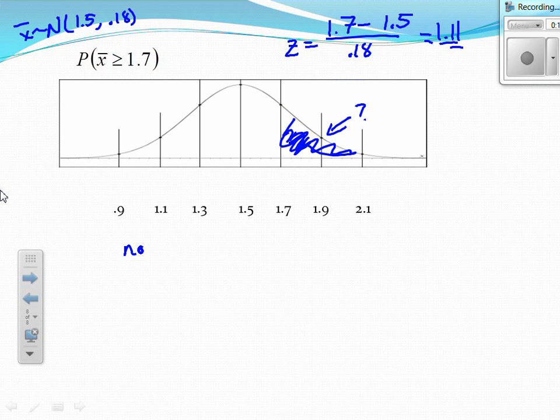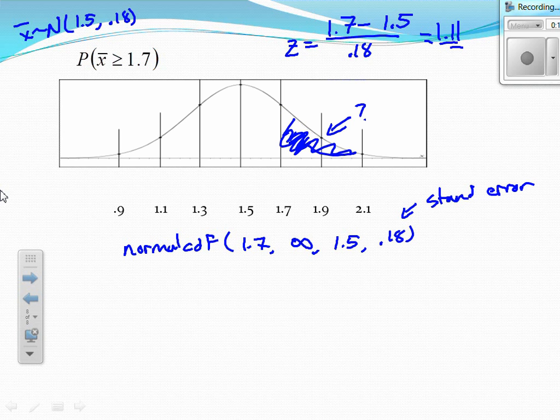And so we'll go normal CDF. The lower bound is 1.7. Upper bound's infinity. Mean is 1.5. And here's the catch. We're using that standard error right here. So take a quick second into normal CDF. The lower bound 1.7, upper bound infinity. We use our new standard deviation. So that probability is 0.13.